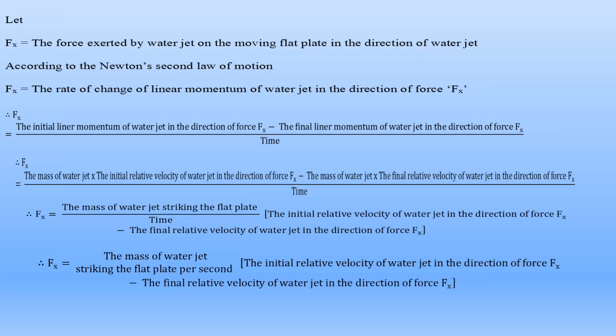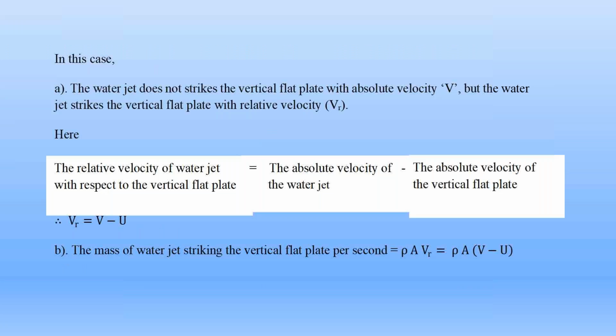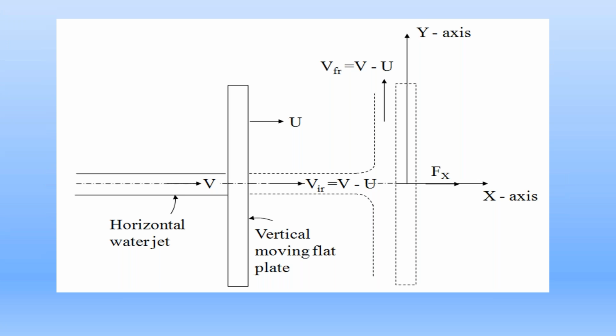The initial relative velocity of water jet in the direction of force Fx minus the final relative velocity of water jet in the direction of force Fx. Dear students, in the previous diagram, I explained the initial relative velocity VIR just before the impact, that is equal to V minus U. That initial relative velocity is in the direction of force Fx.